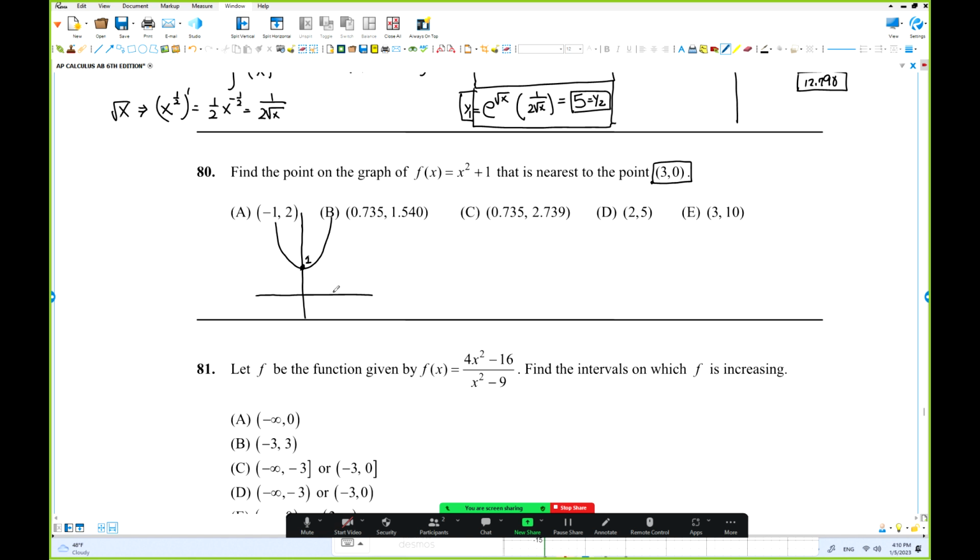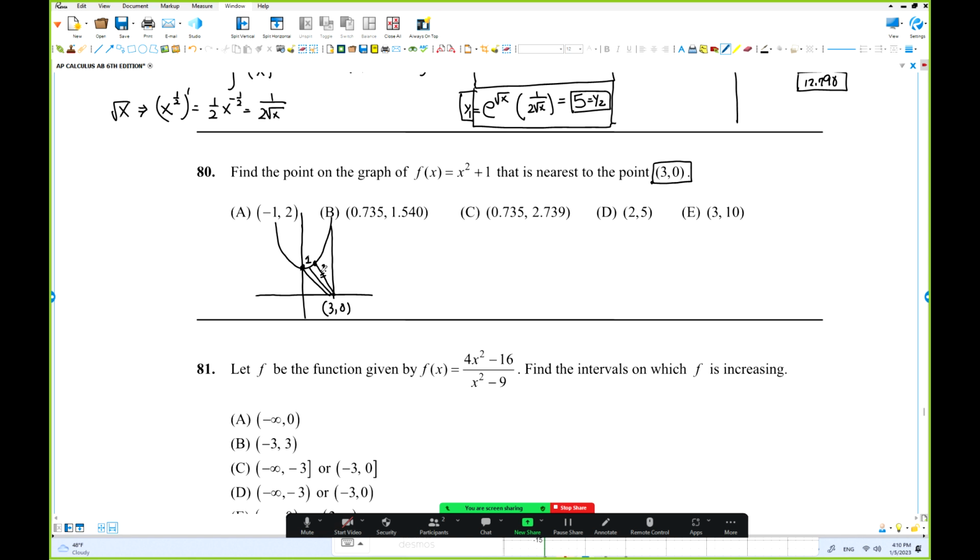We have a 3 and 0. There is a point from here, maybe somewhere up here, that is the nearest point. This is a little bit longer. We don't know where it is. So anyway, we're going to find this point over here, the nearest, the shortest length.